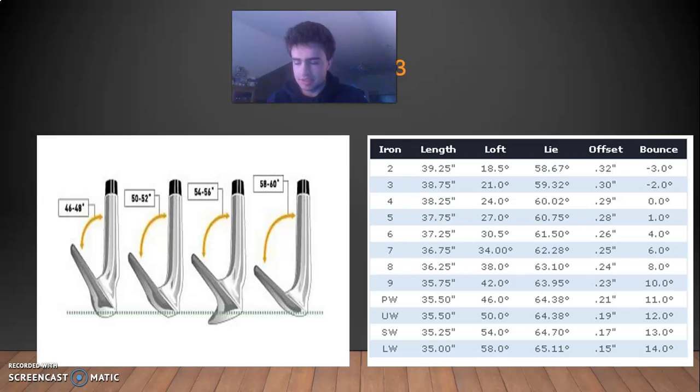And as I said before, loft is the angle, and lower loft does equal more distance, which would make sense because a 2 iron with an 18.5 degree angle of loft would definitely go a lot farther than a lob wedge with 58 degrees of loft. That is just because the more loft it has, the more likely it is you will hit the ball higher.